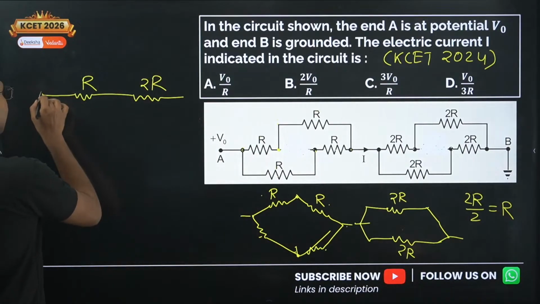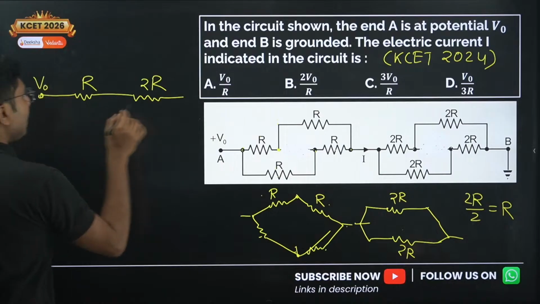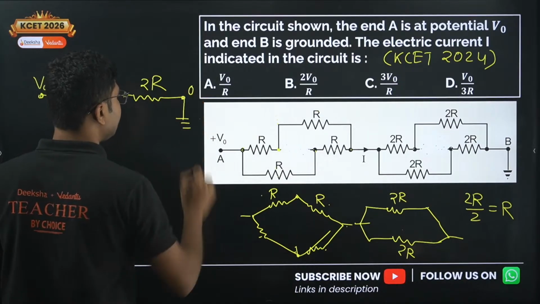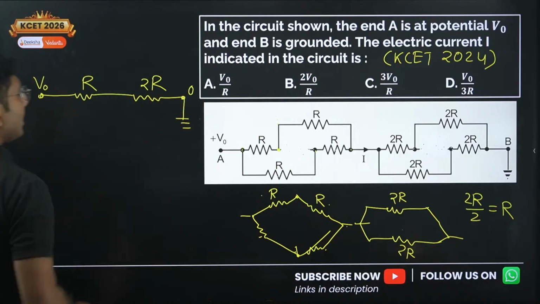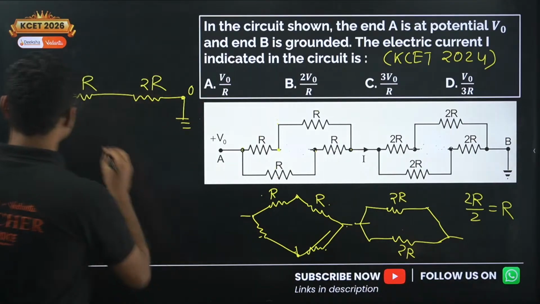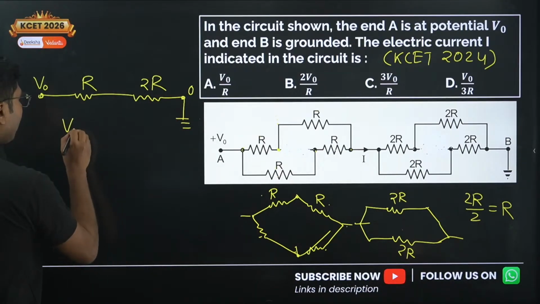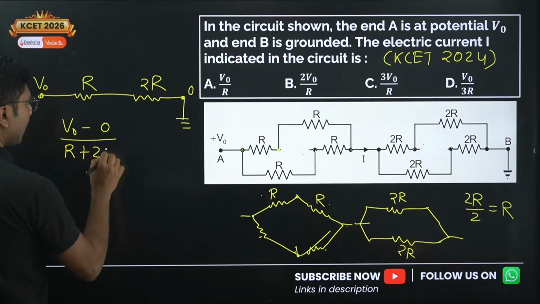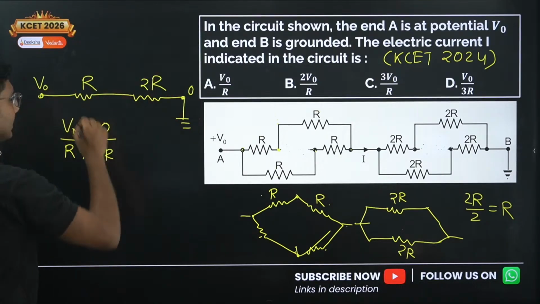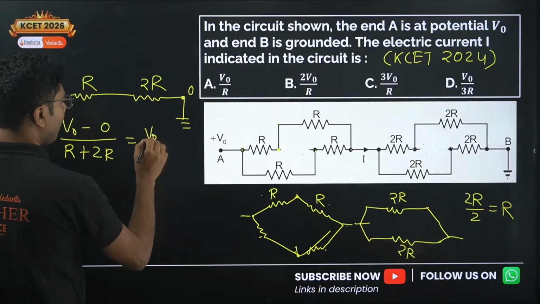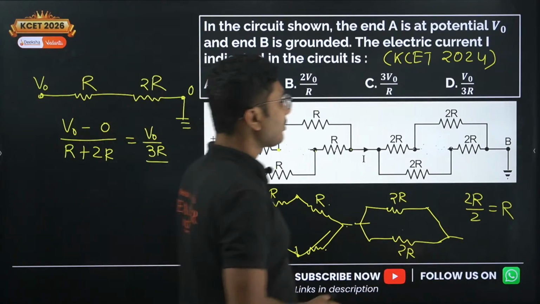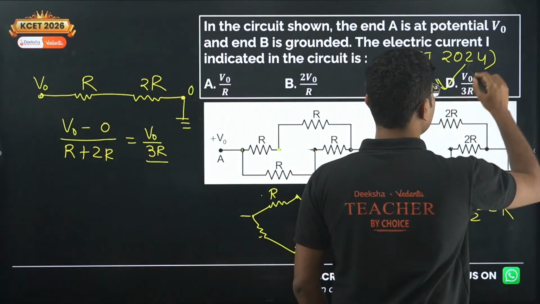One end is connected to the voltage supply V0, the other end is grounded. That means the voltage is 0 over here. So what is the current through the circuit? Current through the circuit must be V0 minus 0 divided by R plus 2R. They are in series, so that means V0 by 3R. So the correct answer is V0 by 3R, option D.